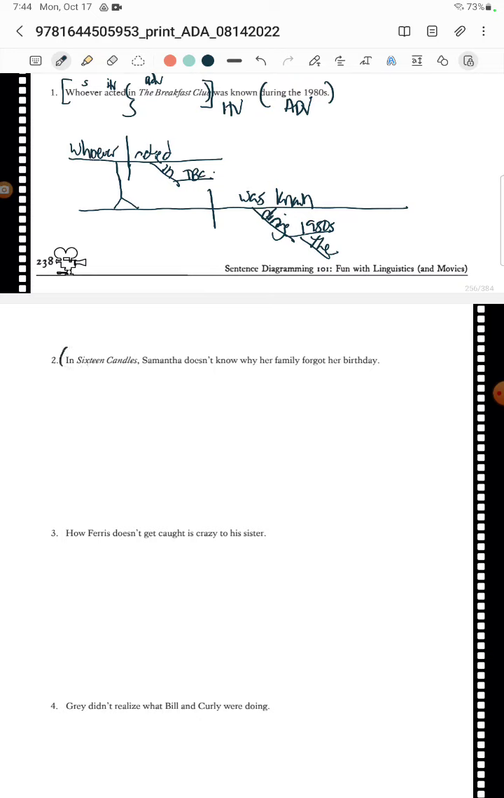All right, in 16 Candles, Samantha doesn't know why her family forgot her birthday. So in 16 Candles, prepositional phrase telling me where, so it's an adverb. All right, Samantha, remember, does know is my verb. And the not is going to be the adverb telling me when. And then this whole thing is what she knows or doesn't know. So it's my direct object. And then within it, I've got subject, transitive, they forgot her birthday, and then why is the adverb.